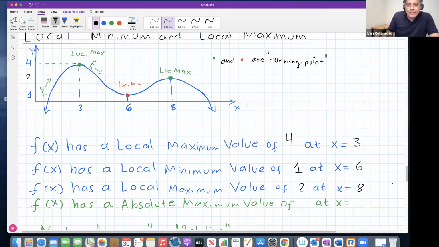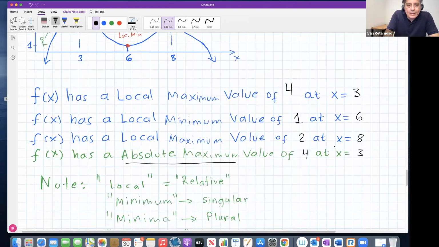Now, f of x has an absolute maximum. What is an absolute maximum? Among the local maxima, the highest is this one, so this is also called the absolute maximum. So the function has an absolute maximum value of 4 at x equals 3. Now, there is no absolute minimum, because notice that the function decreases forever here.